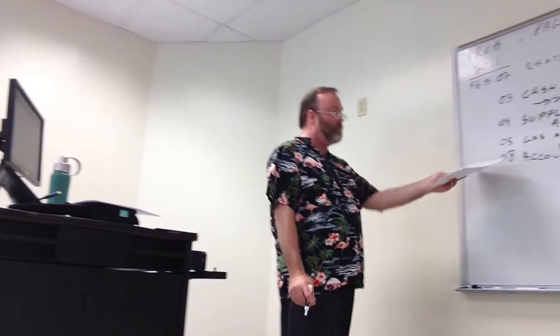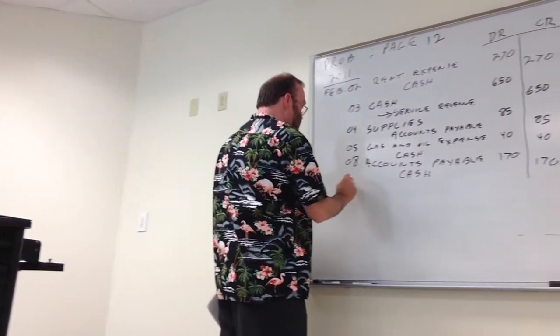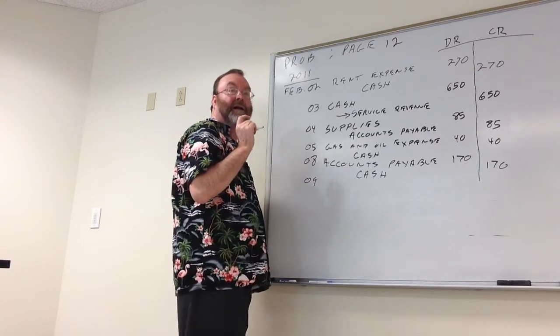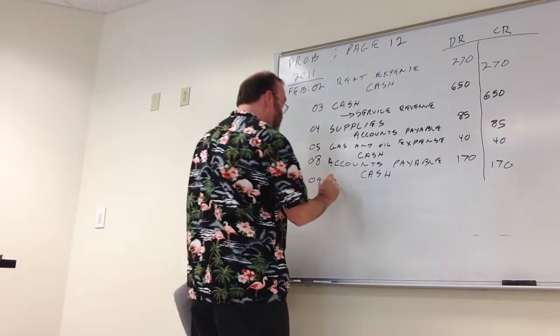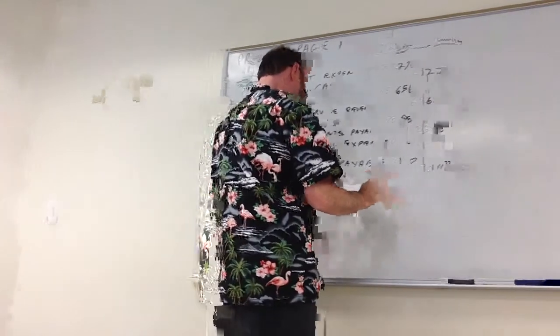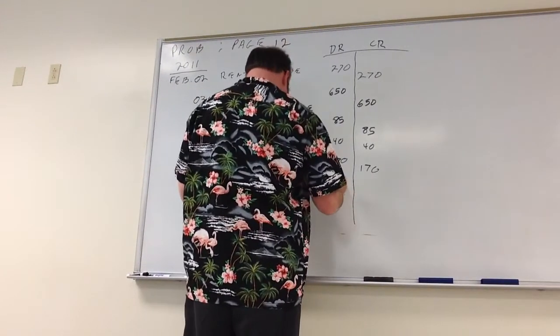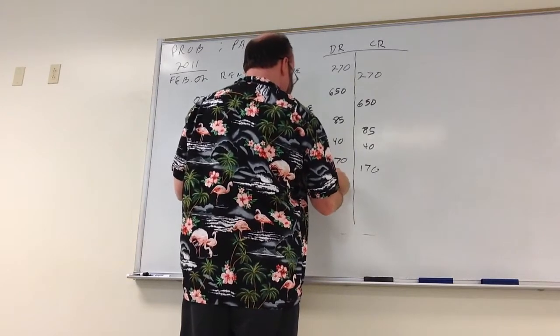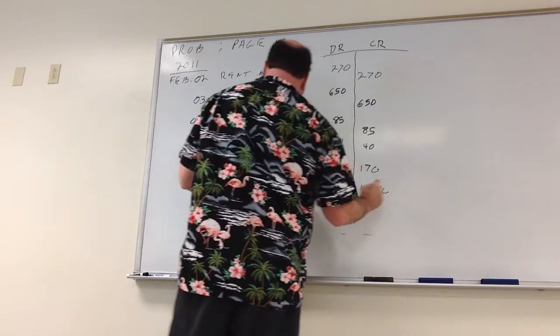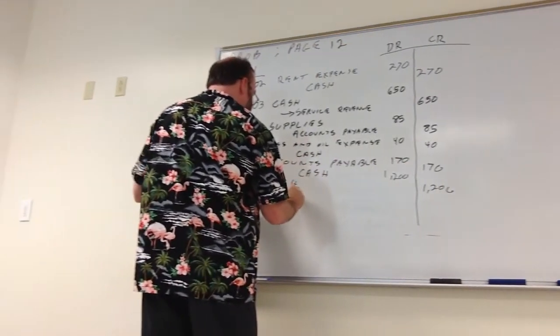Where are we at? The 9th. Receive payments from customers on account. So this is the opposite of the last one. So this one, what's the debit? Cash is the debit because cash is now going up because we're receiving a payment. Exactly. 1,200. And the credit is accounts receivable.